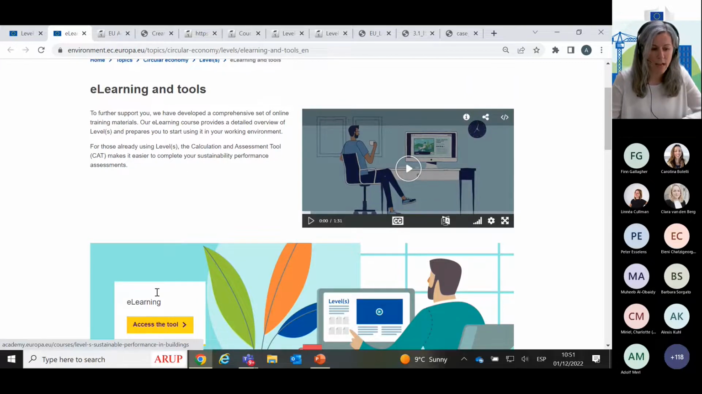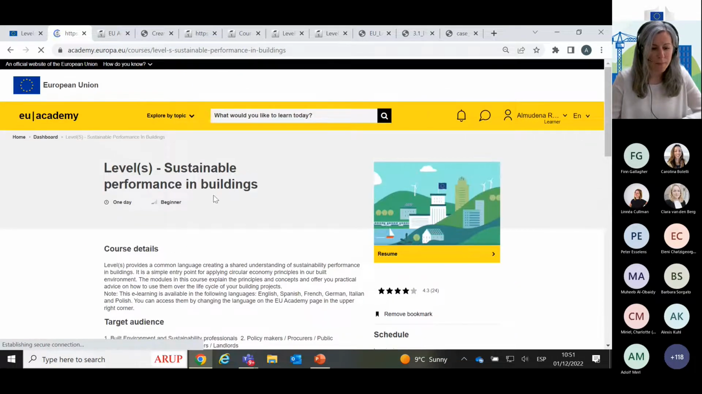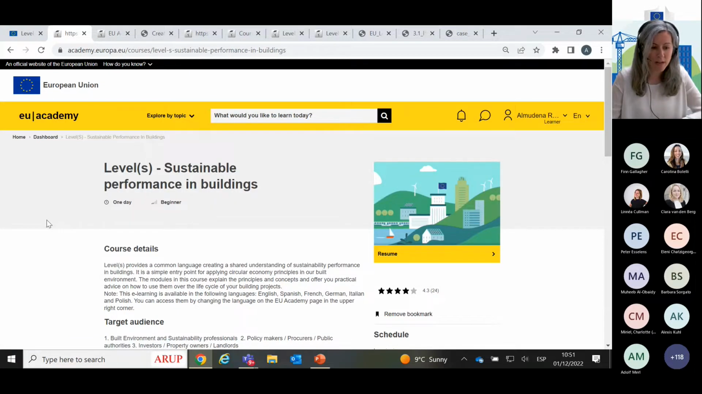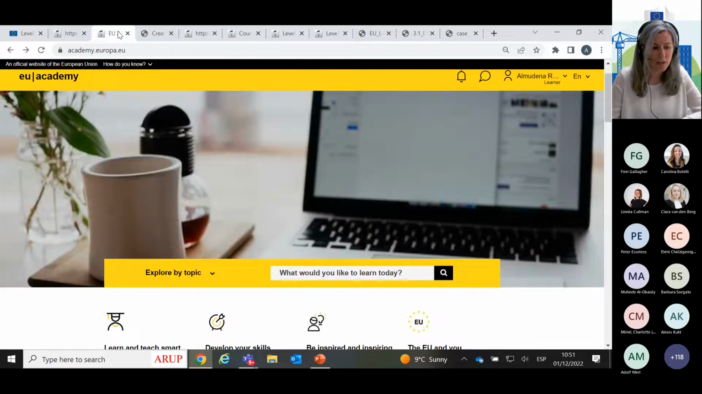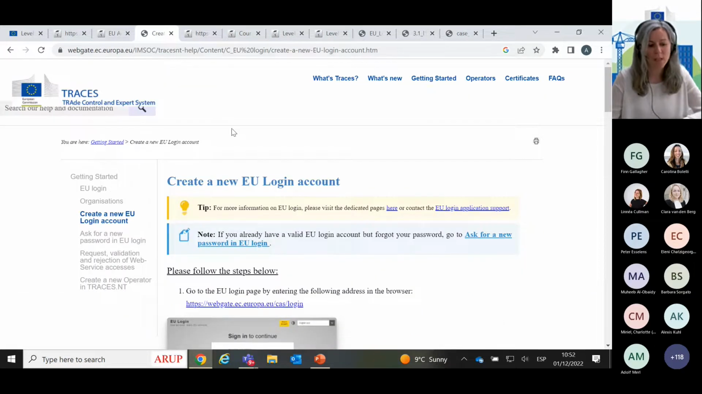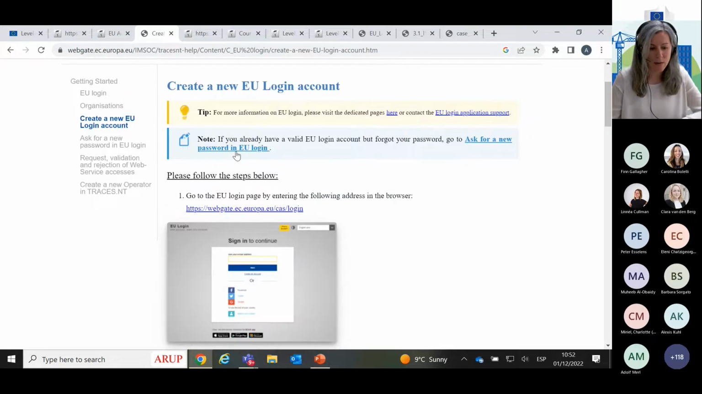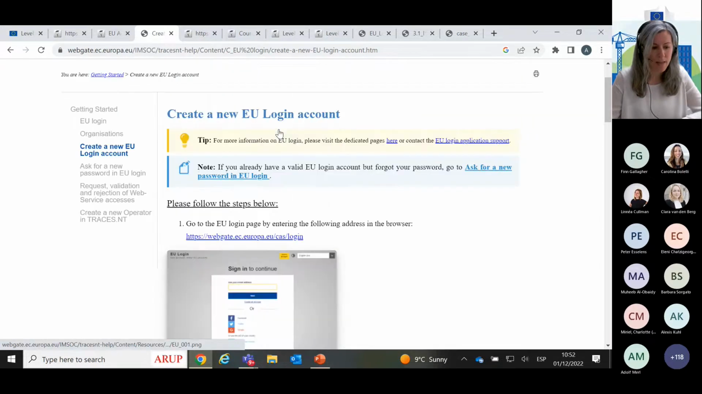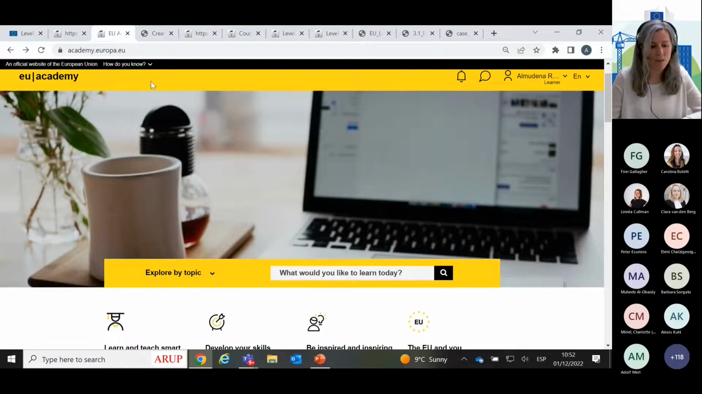When you click on the access tool, you will go directly to the e-learning page, but it is also necessary that you have a login for the European Commission, which is very easy to get through this page. When you click on this, you have the different steps to create this login. And then once you have it, you can go directly to the link from the web page.